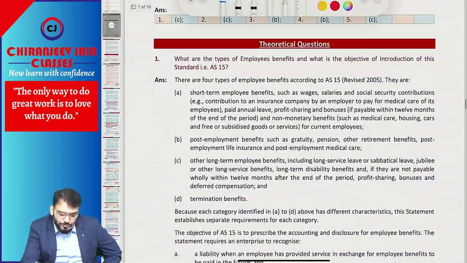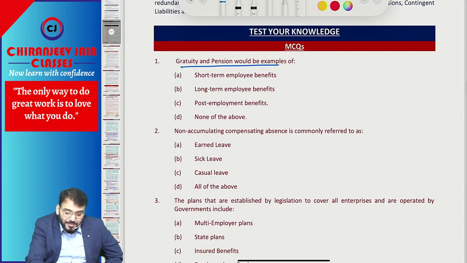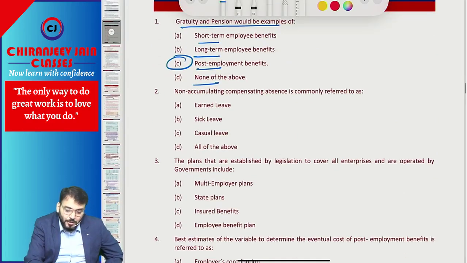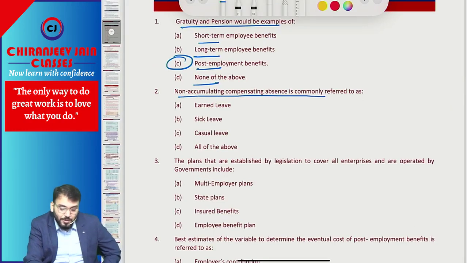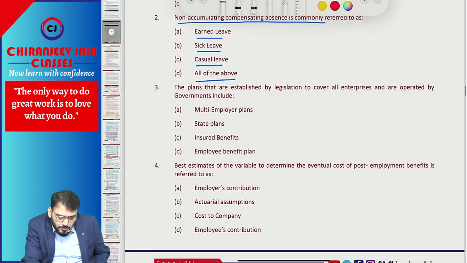Come to MCQ. Gratuity and pension would be example of short-term, long-term, post, none, post. Non-accumulating compensated absence is commonly referred to as what? Earned leave, sick leave, casual leave, all of the above. All of the above. What is the answer given?